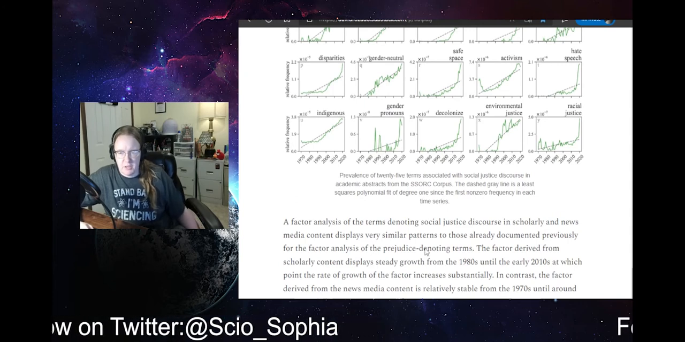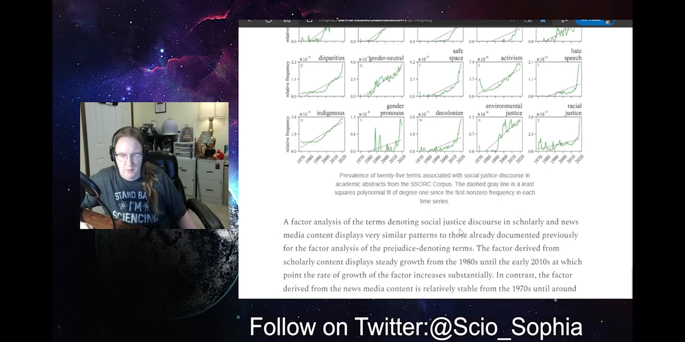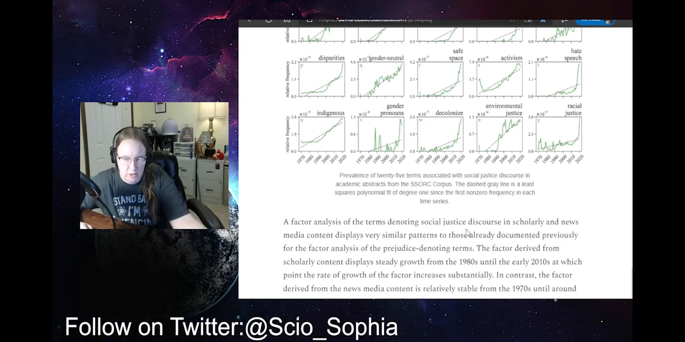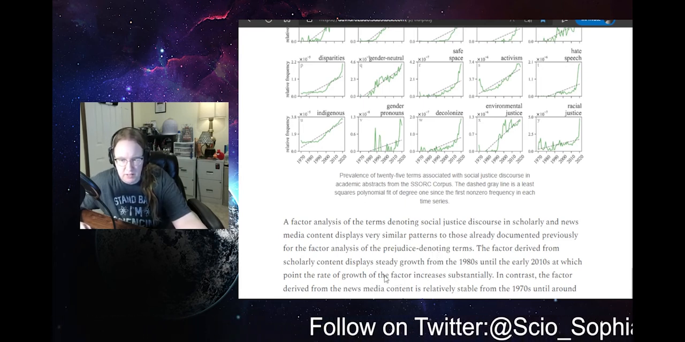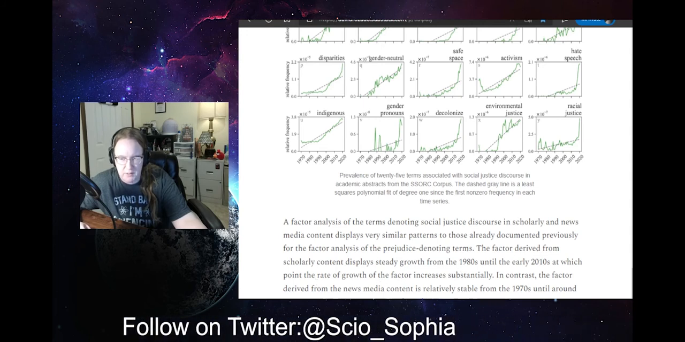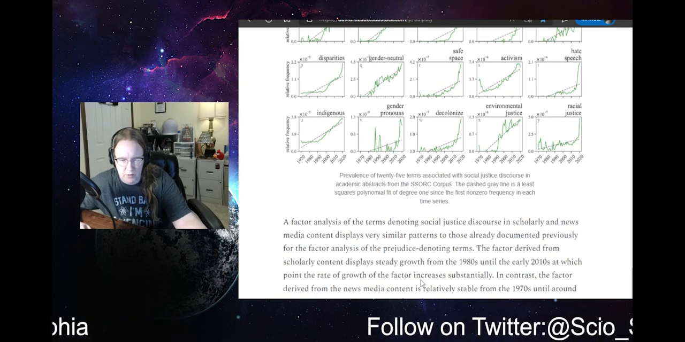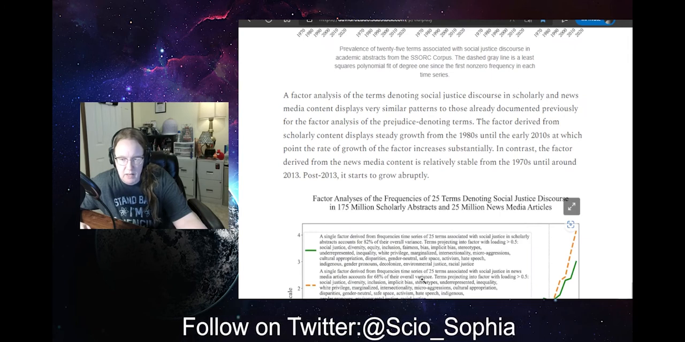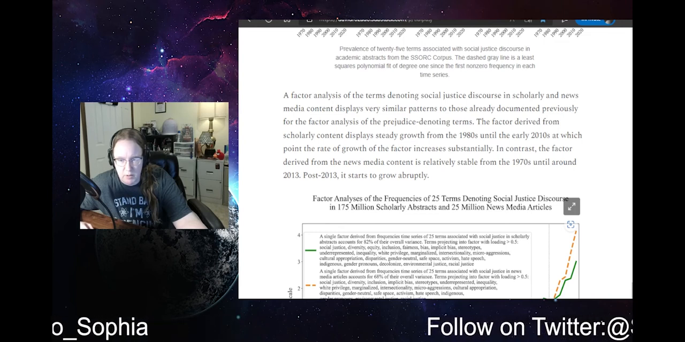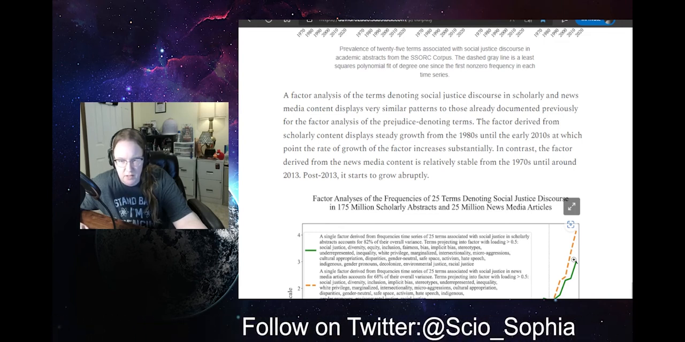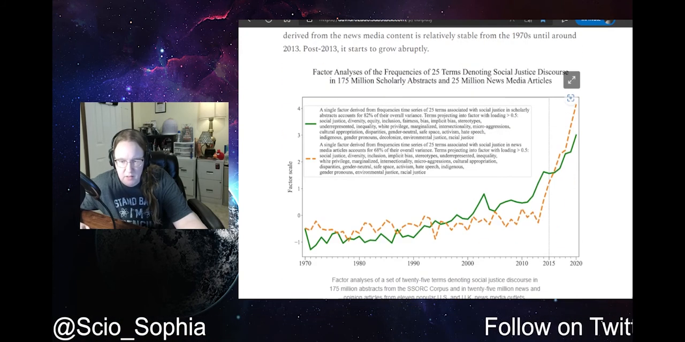Factor analysis of the terms denoting social justice discourse in scholarly and news media displays very similar patterns to those documented previously for factor analysis of prejudice denoting terms. The factor derived from scholarly content displays steady growth from the 1980s to the early 2010s, at which point the rate of the growth of the factor increases substantially. In contrast, the factor derived from news media content is relatively stable from the 70s until 2013 and then grows abruptly. So the green one here is the scholarly articles, and that explains 82% of the variance. And this orange one, again, is news articles, but it's 68% of the variance. Okay.